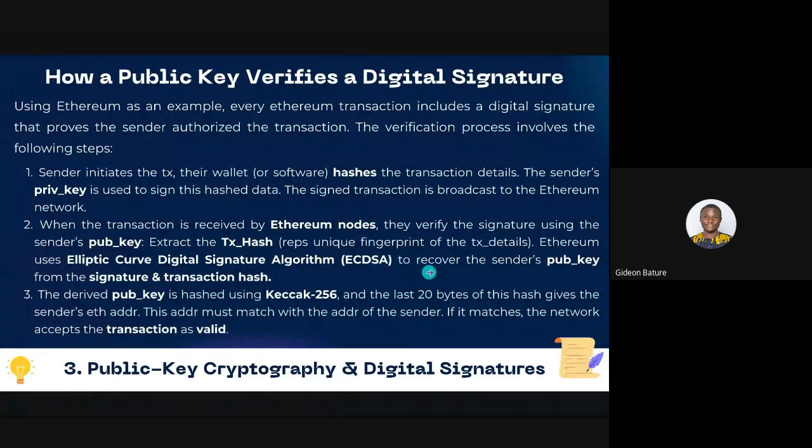All right, to recover the sender's public key. So from this transaction hash now, they are going to use this algorithm to recover the sender's public key from the signature and transaction hash. So they are recovering this from the signature and the transaction hash.